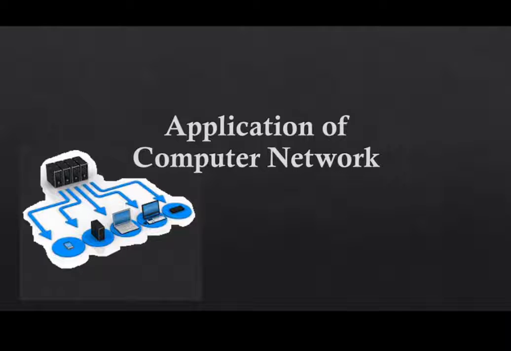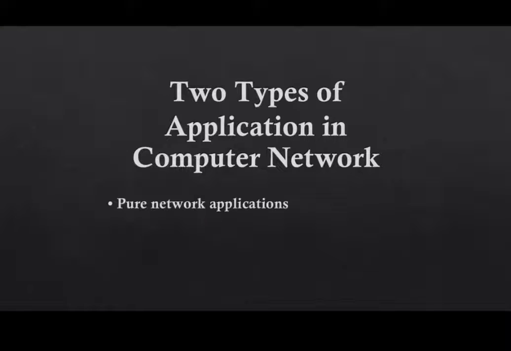Next is the application of computer network. It shares resources such as printers, expensive software, and databases. It can be used for communication from one computer to another to exchange data and information among users. There are two types of network application. First is the pure network application, and second is the standalone network application.